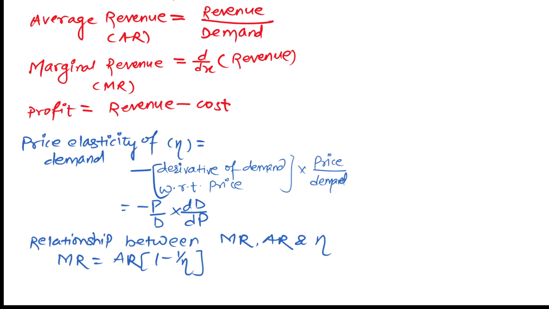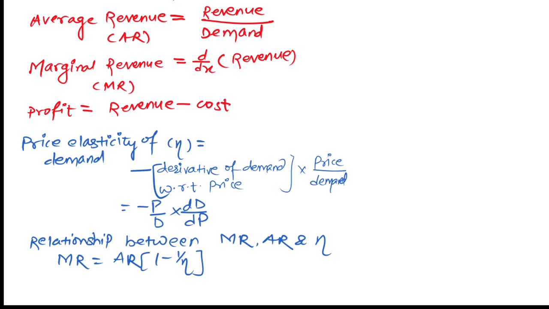Profit is equal to total revenue minus total cost. Now moving on to the elasticity of demand, price elasticity of demand. It is equal to minus the derivative of demand with respect to price into price upon demand, or I can just represent it as minus P upon D into dD by dP.